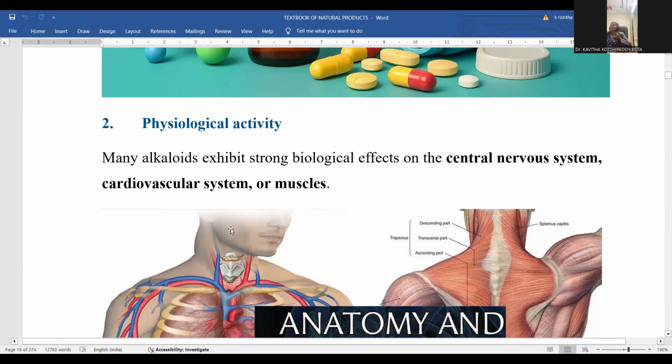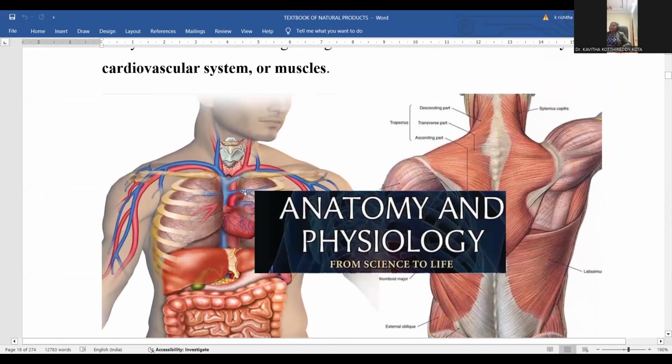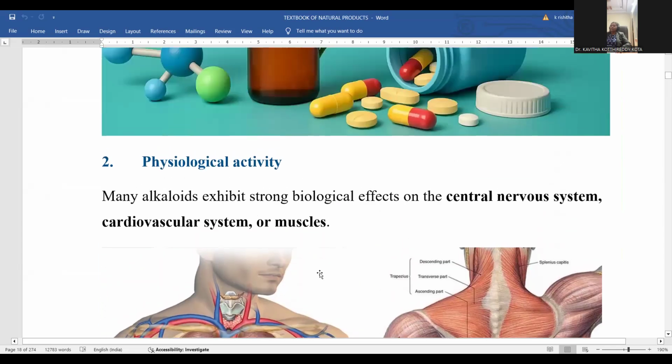Existence of alkaloids gives strength to the central nervous system to work healthily, and the cardiovascular system, nothing but the heart and its related organs, and muscles also work effectively with these alkaloids, right? So you can notice the entire system of a living organism. Anatomy and physiology is mentioned over there. You can observe the internal organs, the internal parts of the entire human body, and even the muscular system is denoted over there. All these are impacted, all these are affected by these alkaloids, right?